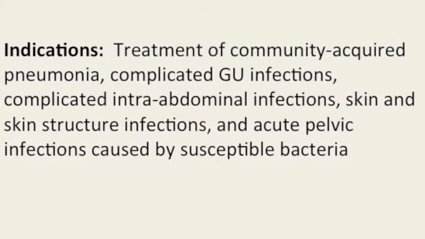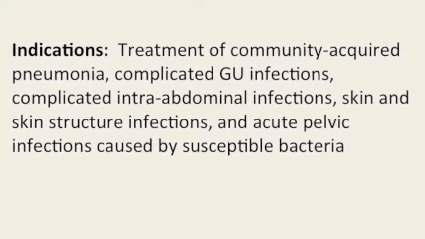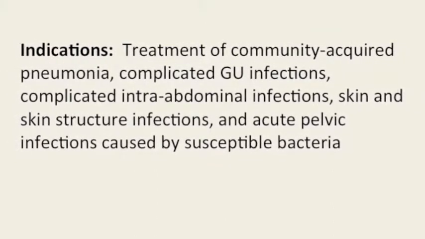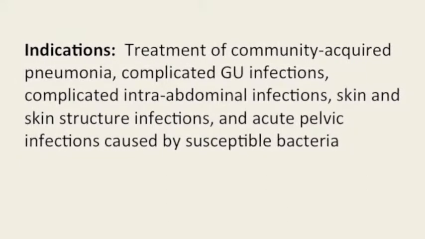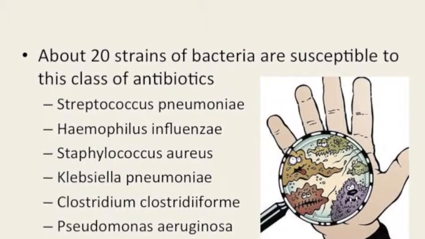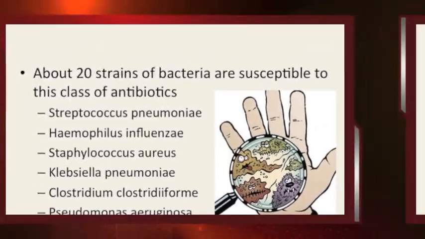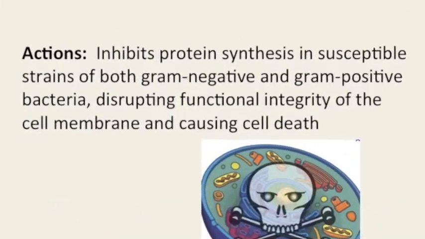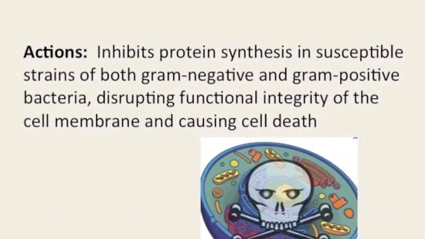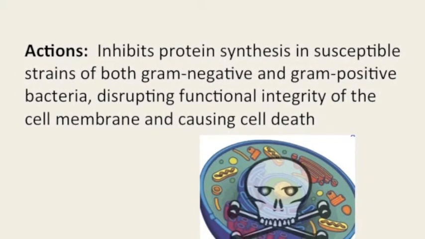Used to treat community-acquired pneumonia, complicated genitourinary infections, complicated intra-abdominal infections, skin and skin structure infections, and acute pelvic infections caused by responsive bacteria. About 20 strains of bacteria are responsive to this class of antibiotic. It works to inhibit protein synthesis in responsive strains of bacteria, disrupting functional integrity of the cell membrane and causing cell death.